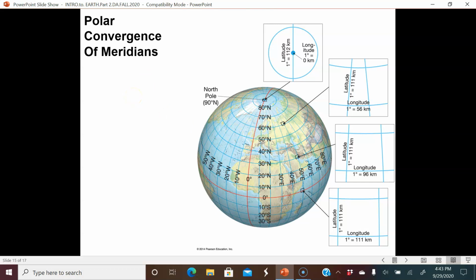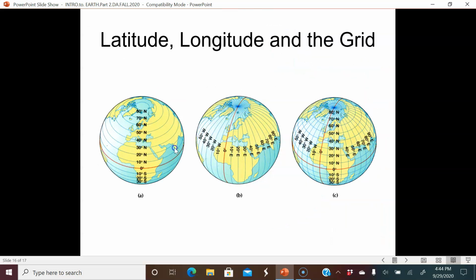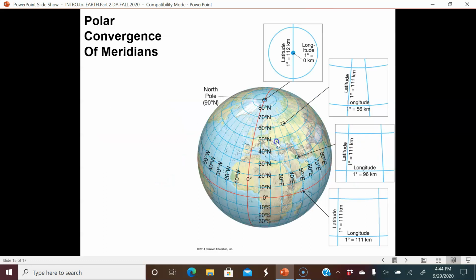We can designate places, in other words, by latitude and longitude. Taking a look at latitude, longitude, and we have the geographic grid. This is a way to locate something on the surface of the Earth. Let me go back here. This is a little bit larger globe, so we can get a better idea of how to do this.